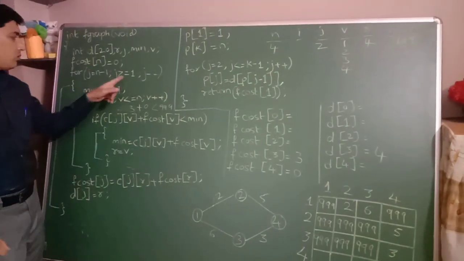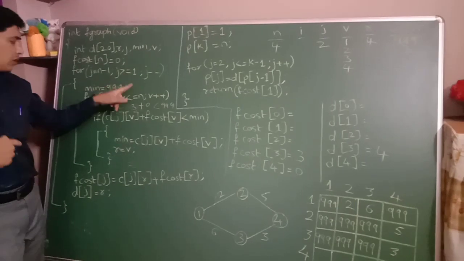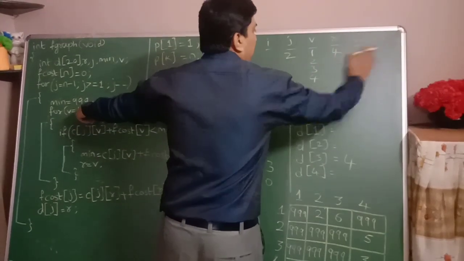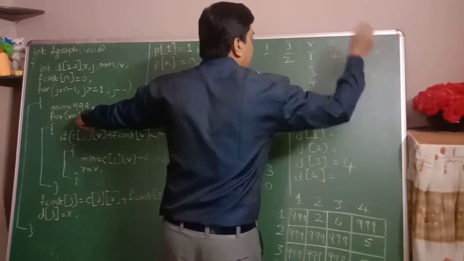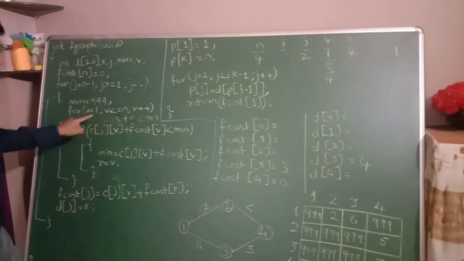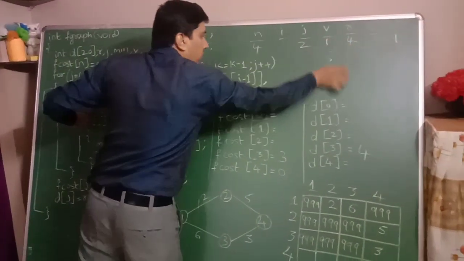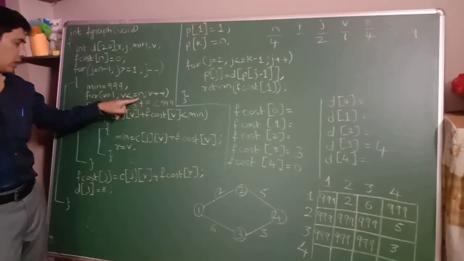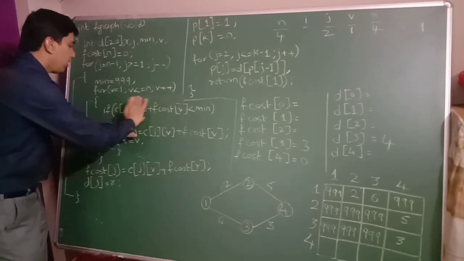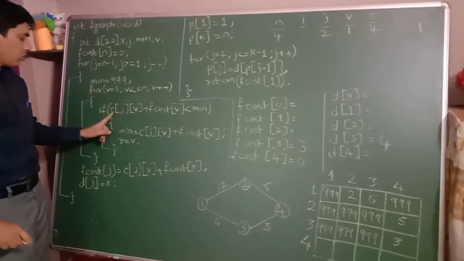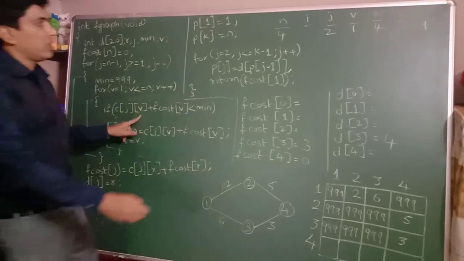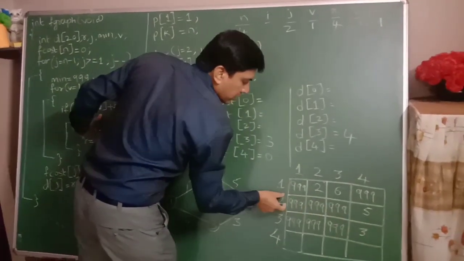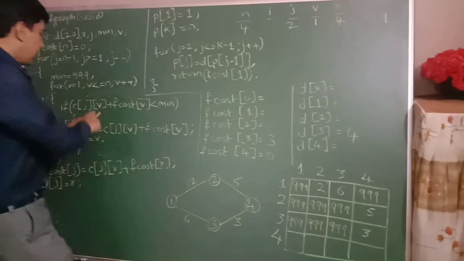Right? So is 2 greater than or equal to 1? Yes. Condition becomes true. Then min is equal to 999, right? So the value of min now will be 999. Okay. For v is equal to 1, initialize the value of v with 1. Is 1 less than or equal to 4? Yes, the condition is true. Then next, cost of j v, that is 2 1, I already checked this row. Now I am checking this row. That is 2 1, that is 999.